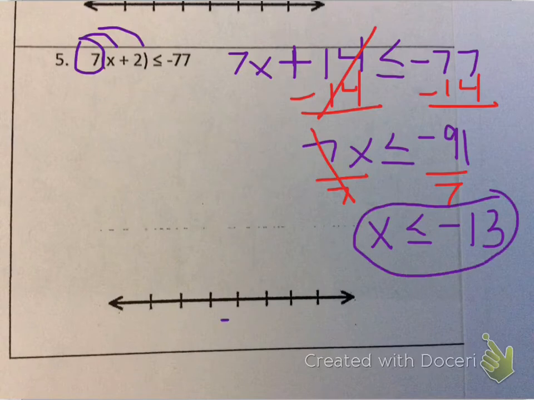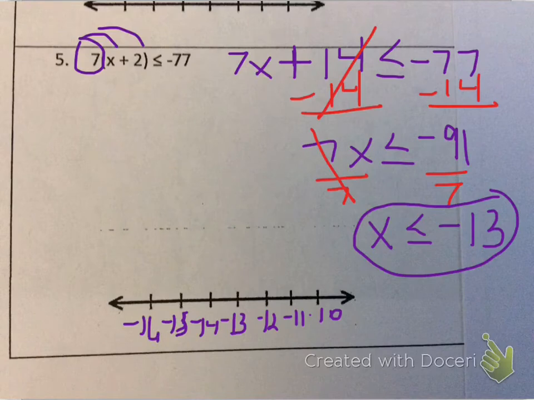Okay, so we have negative 13, negative 12, negative 11, negative 10. And then this way we have negative 14, negative 15, I'm sorry, that should be a 15, and negative 16. And that's going to be a closed circle because it's less than or equal to, and everything to the left. These numbers are less than negative 13.